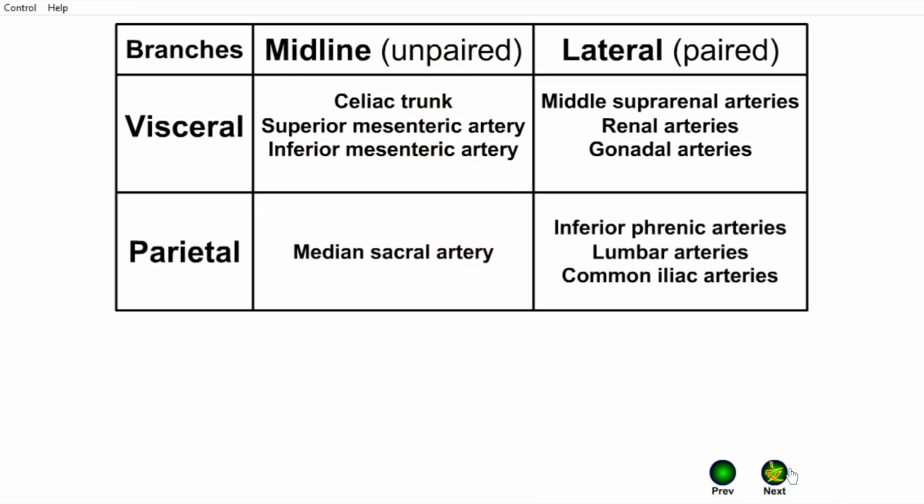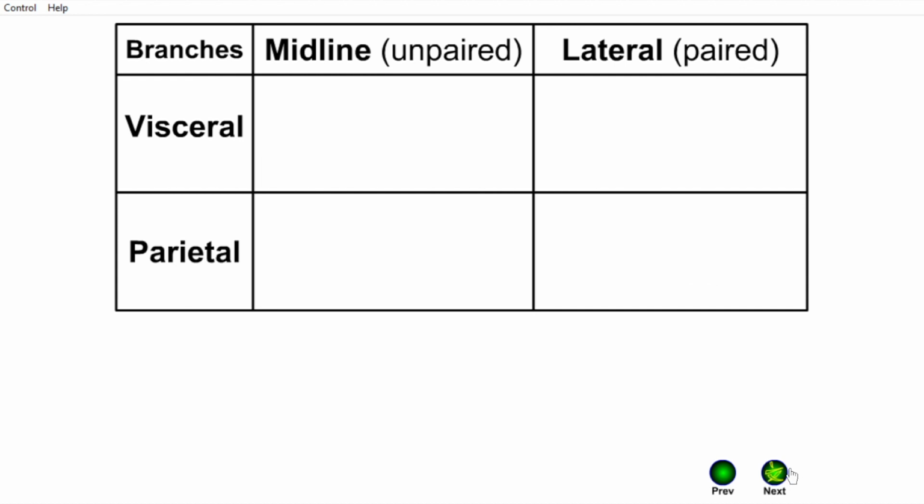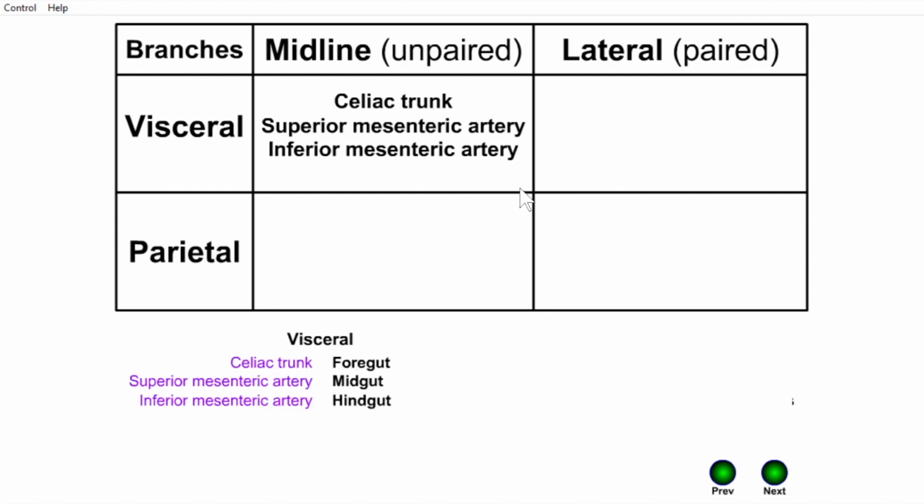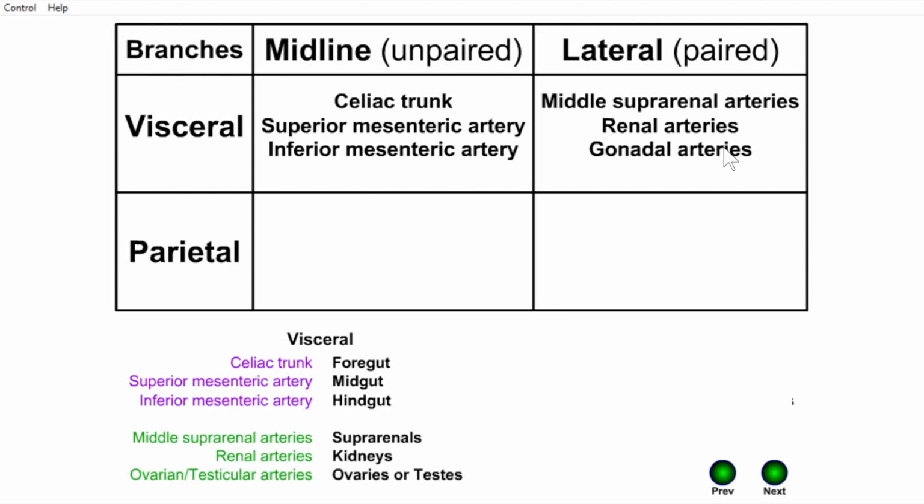So we'll start with the midline branches, the unpaired ones that supply organs. Now the celiac trunk, superior mesenteric, inferior mesenteric arteries are supplying the gut, the foregut, the midgut, and the hindgut respectively. The other group of organs that are being supplied by the visceral branches are the suprarenals, the kidneys, and the gonads, either the ovaries or the testes, being supplied by the ovarian or testicular arteries.